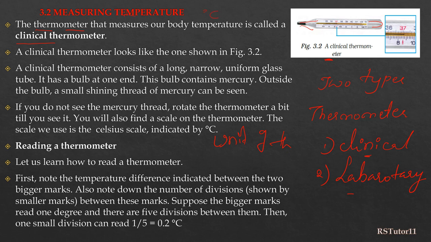Here we'll see how to read a thermometer. Nowadays in each and every home, previously only doctors used to carry it, but these days mostly 80 to 90% of homes have a thermometer. First, note the temperature difference indicated by two bigger marks. Also note down the number of divisions shown by smaller marks. These are the smaller marks, these are the small divisions between these marks. Suppose the bigger marks read 1 degree and there are 5 divisions between them, then one small division can read 1 by 5. So what is the answer of 1 by 5? How many degrees Celsius? Do comment in the comment box.